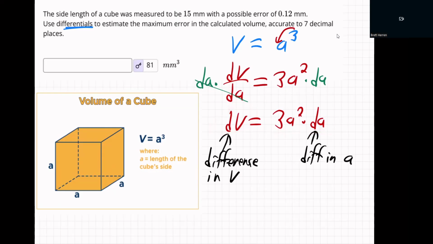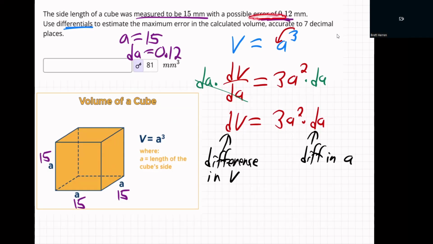So what is that? Well, the A, as it says up here, the side length is 15. This is 15 by 15 by 15, right? It's measured to be 15 millimeters. But there's a possible error, and that's just real life engineering. They know tools are never perfect. Every instrument has its limits of exactness, and they call it precision. So it could be off by as much as 0.12 millimeters. So that's the dA, the difference in side length, right? It could be different by 0.12 millimeters.